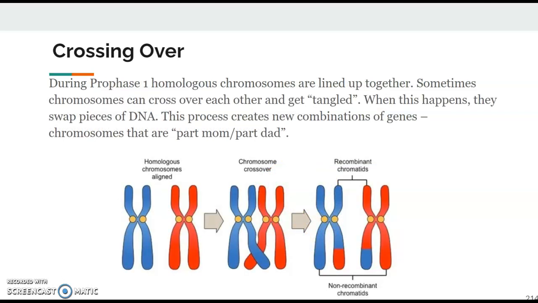Crossing over is when the chromosomes are lined up together and the chromosomes can pretty much cross over each other and get tangled. When this happens, they swap pieces of DNA, and this process creates new combinations of genes, right? You ever notice a kid could have all of mom's face, and then whoops, that kid has dad's nose or something like that. So that is how that could happen.